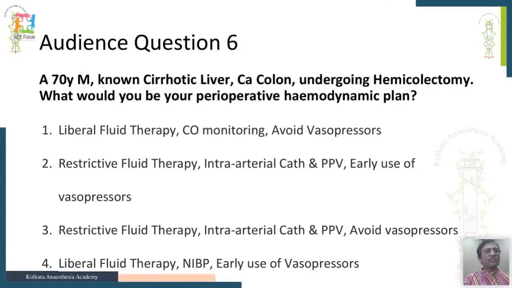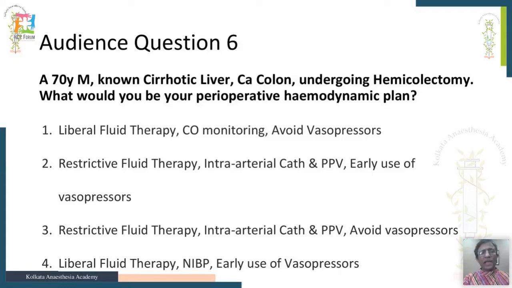And we'll go to the last poll question before we proceed with the presentation. And this is a 70-year-old cirrhotic, again, I'm stuck on cirrhosis. He has a CA colon and is undergoing hemicolectomy. What would be your perioperative hemodynamic plan for this person? And in hemodynamics, you'll figure out it's about monitoring, it's about fluids, and it's about vasopressors.